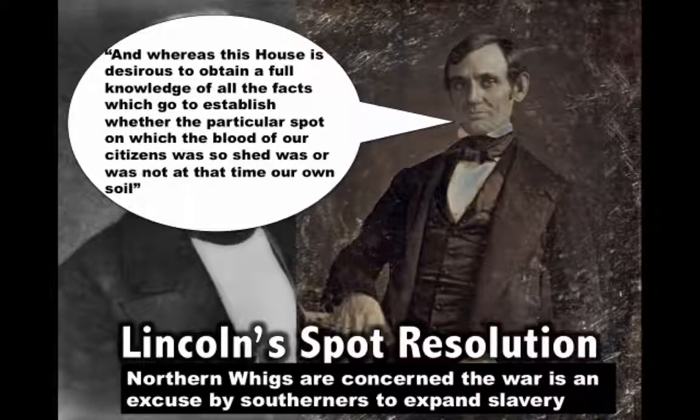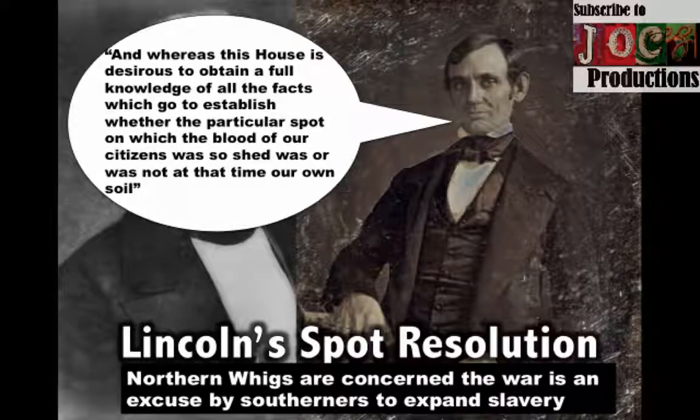Abraham Lincoln, at this point, is a Northern Whig congressman, no Republican Party yet. He introduces the famous Spot Resolution. And he basically says to Polk, hey, okay, fine, if we were attacked on American soil, I'd like to know the exact spot in which blood was shed on our soil. And Northern Whigs are very concerned that the war is an excuse by Southerners to expand slavery. And they largely are the ones who oppose the war. It's seen as unjustified, and we shouldn't fight it.